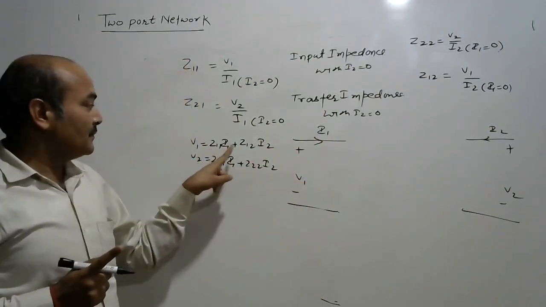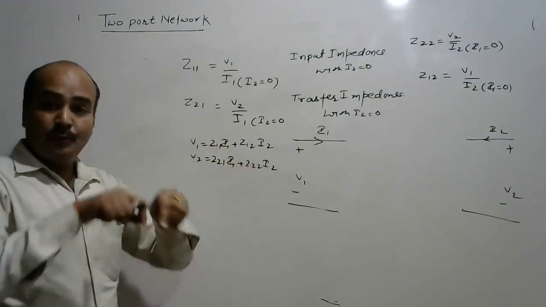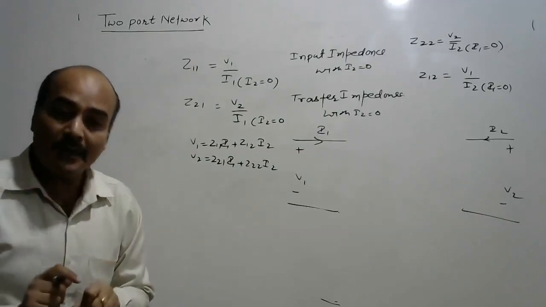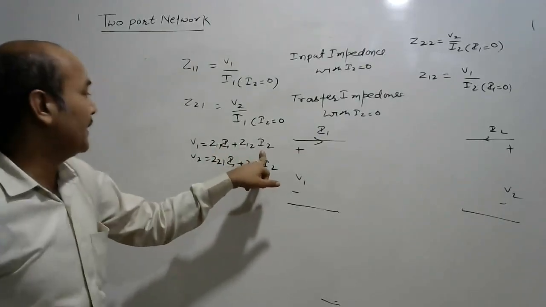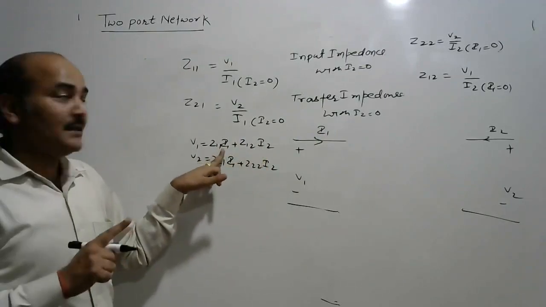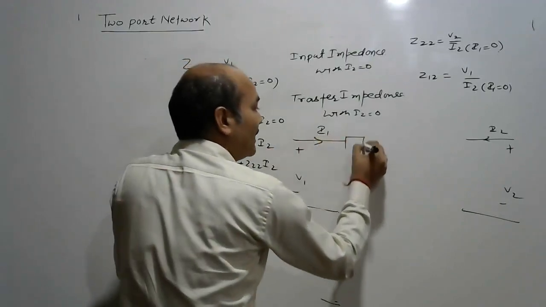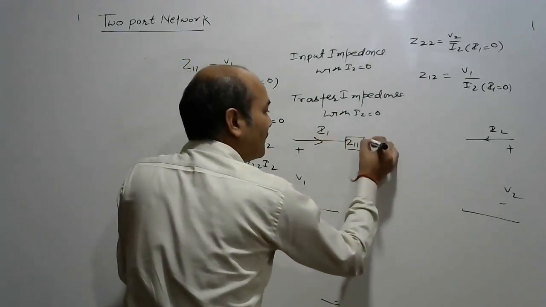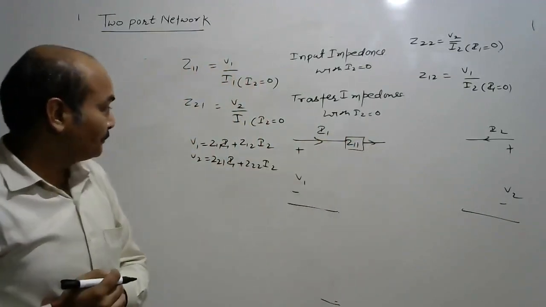So this term Z11 I1 is a voltage and Z12 I2 is a voltage. Because both are adding, both are connected in series. Z11 I1 is related to the input current, and Z11 is an impedance, so just connect Z11 here. This is an impedance. So the first term is Z11 I1.